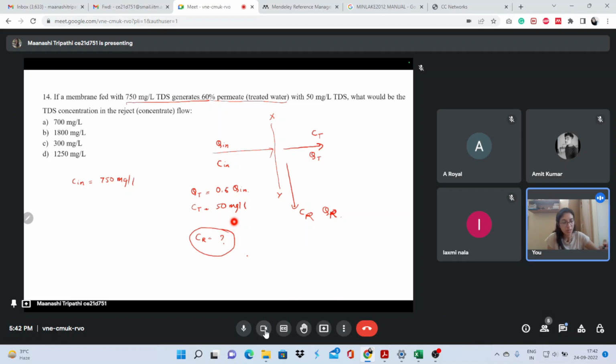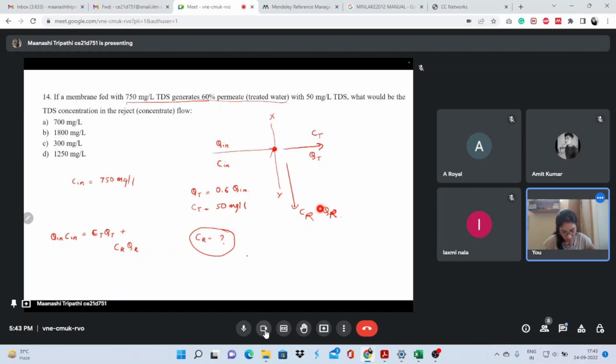The concept is we have to solve for this junction. Q in, C in is equal to CT QT plus CR QR. So this is the equation of continuity. It means the amount of flow coming in should be equal to the amount of flow going out. So when you solve this, you will get the solution.